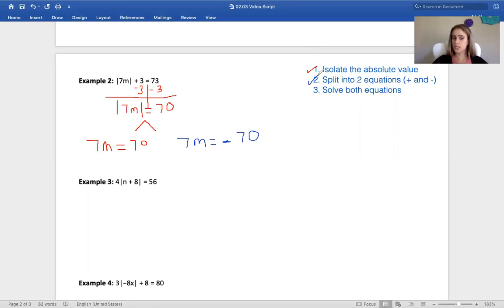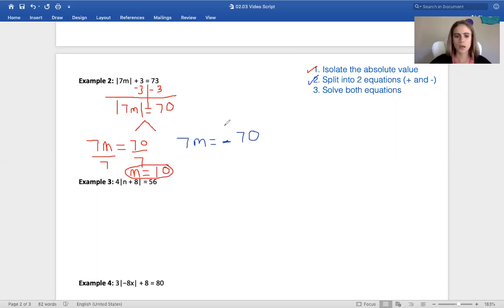Now step 3, need to solve both equations for our variable. So for this first one, the red one, our positive 70. Well, this is kind of easy. This is only a 1-step equation. You did this at 0201 with Mr. Masonoff's video. The inverse of multiplication is division. So we'll divide both sides by 7, which means one possible value for m is a positive 10.